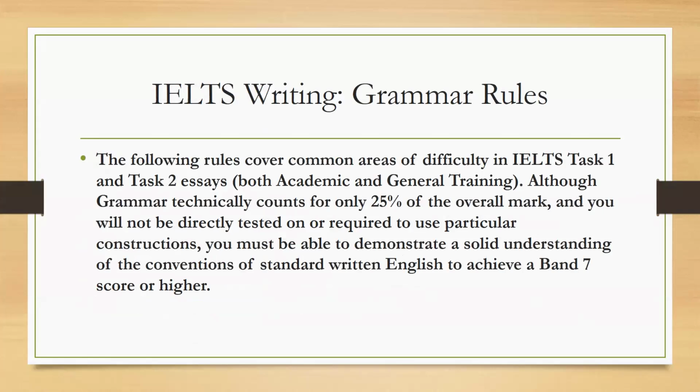So I said IELTS writing grammar rules. The following rules cover common areas of difficulty in IELTS Task 1 and Task 2 essays, both academic and general training. Although grammar technically counts for only 25% of the overall mark, and you will not be directly tested on or required to use particular constructions, you must be able to demonstrate a solid understanding of the conventions of standard written English to achieve a Band 7 score or higher.